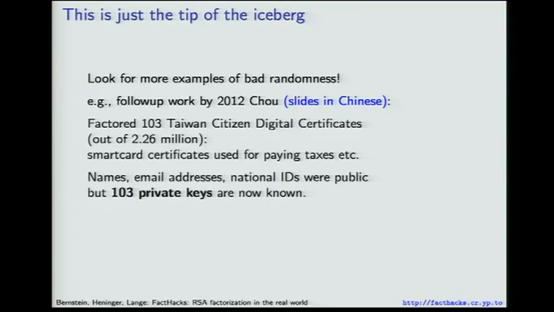So anybody who downloaded these certificates, which apparently are used in Taiwan for paying your taxes, talking to banks, has access to them. So 103 people out there have these Taiwan citizen digital certificates where you're supposed to have in this database things like the names of the people and their ID numbers, but you aren't supposed to have their secret keys. The whole point is those are supposed to be private, kept on smart cards that are issued to the citizens in Taiwan. And the randomness generation is so bad that 103 of those keys have now been factored.